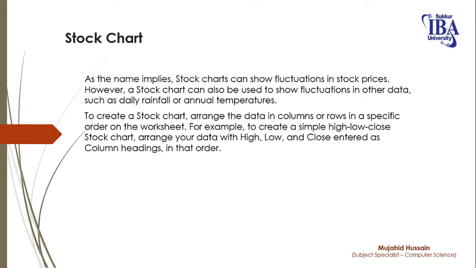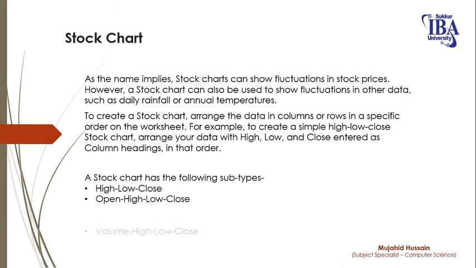If you have to create high, low, close, then these are three different columns: high, low and close. So enter the data under these three headings according to the order. A stock chart has the following subtypes: high-low-close, open-high-low-close, volume-high-low-close, and volume-open-high-low-close.